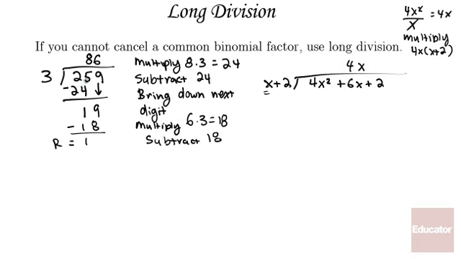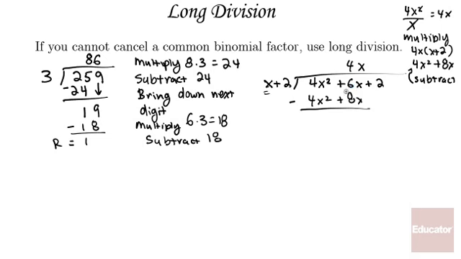Just the way I multiplied over here, 8 times 3. So that's going to give me 4x squared plus 8x. So multiplying 4x times x is 4x squared. 4x times 2 gives me 8x. And I'm going to go ahead and subtract this, 4x squared plus 8x. 4x squared minus 4x squared gives me 0.